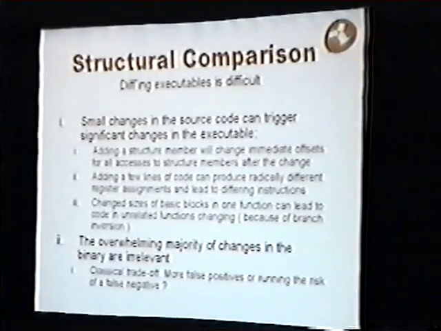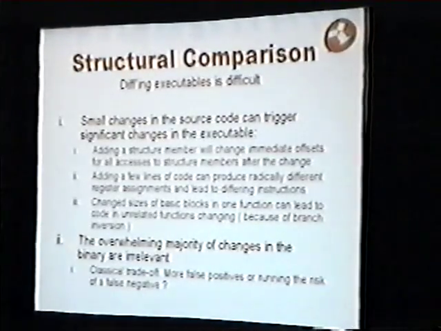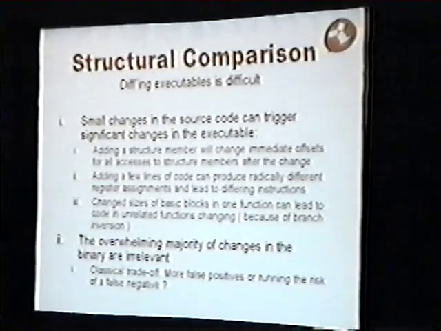Adding a few lines of code can have drastically different register assignments as a result because the compiler will always use whichever register is free when it's compiling. And as such, if you just change a few things, it can lead to completely different registers being used throughout the entire function.